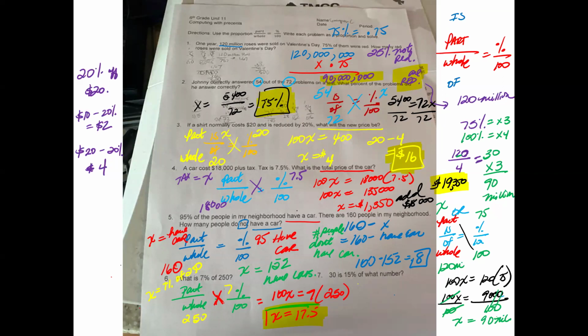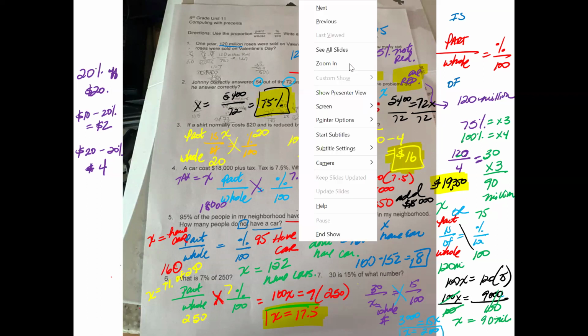So 30 is the part. 15 is the percentage. X is equal to the whole number. What does X represent? The whole number. Good. So let's cross multiply. So you should have 3,000 equals 15x. And what does X equal to? 200. Okay. All right. That's it. That concludes everything.